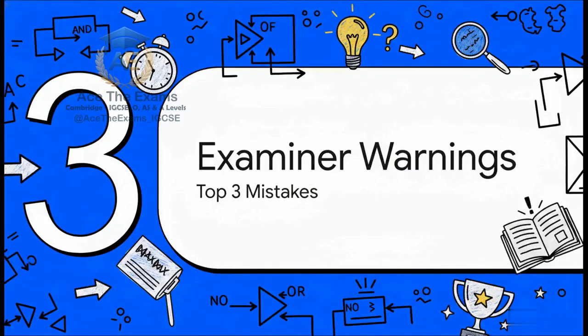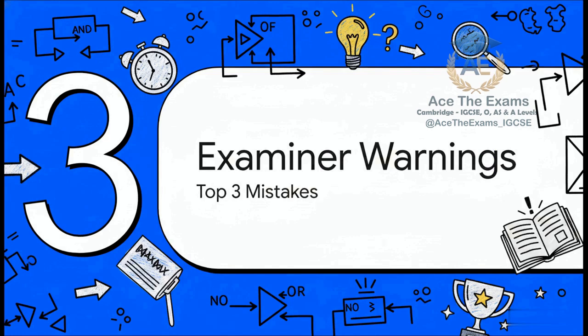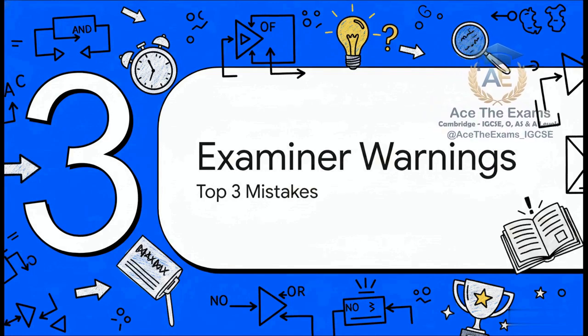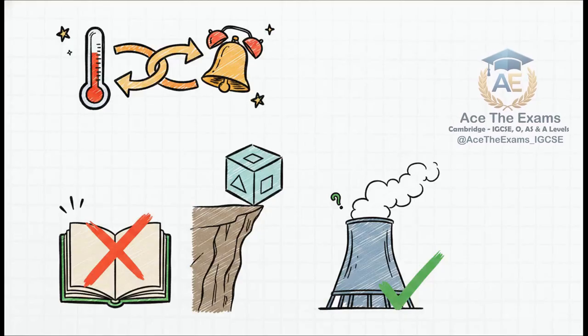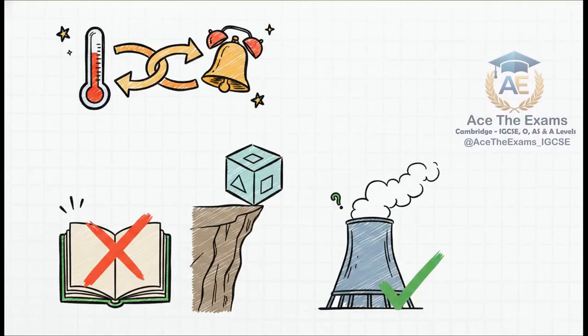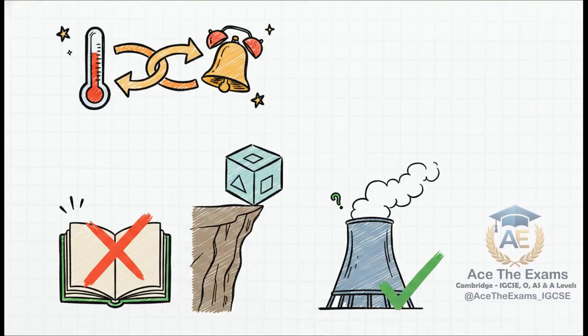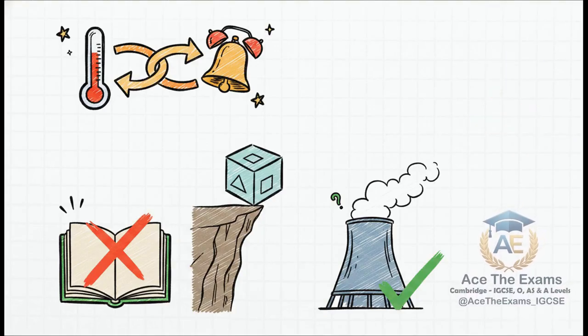Section 3. 3 common examiner warnings. Now let's uncover the absolute most dangerous pitfalls hidden in past papers, straight from the examiner's secret playbook. Pay close attention because these are the top 3 mistakes candidates make year after year, straight from the principal examiner reports. Let's look at challenge 1, the data scan.